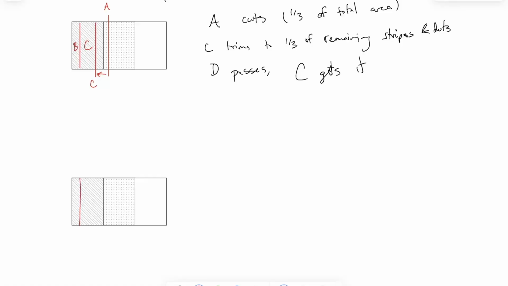So I'm going to copy this again. B has this little guy over there. C has something like that. All right. And now A and D do the two-person method.